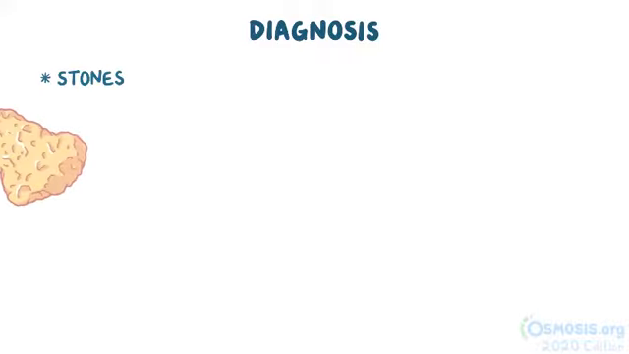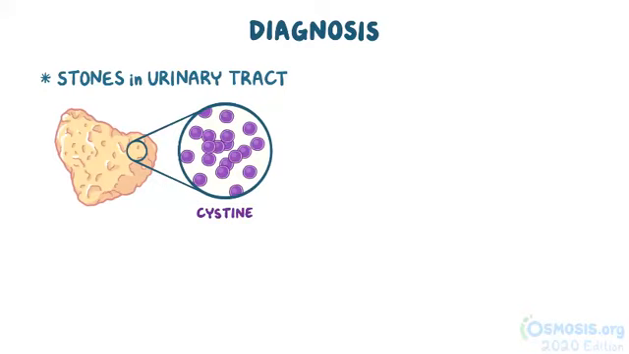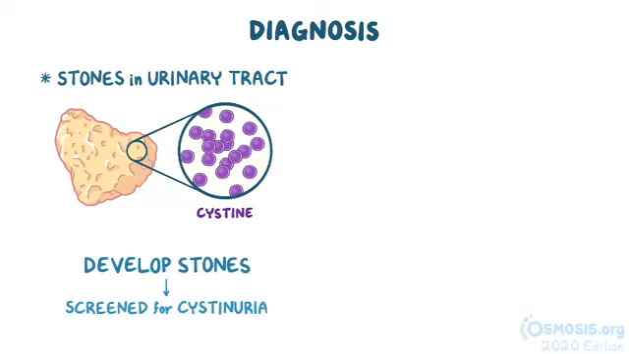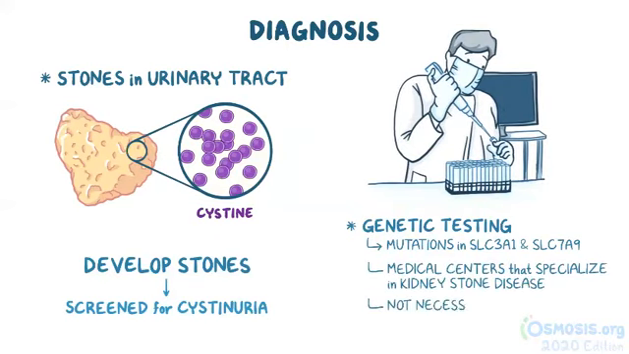A diagnosis is typically made based on finding stones in an individual's urinary tract that are made completely of cysteine. So, individuals who develop stones are usually screened for cystinuria. Genetic testing for mutations in the SLC3A1 and SLC7A9 genes is available at medical centers that specialize in kidney stone disease, but is not necessary to confirm the diagnosis.